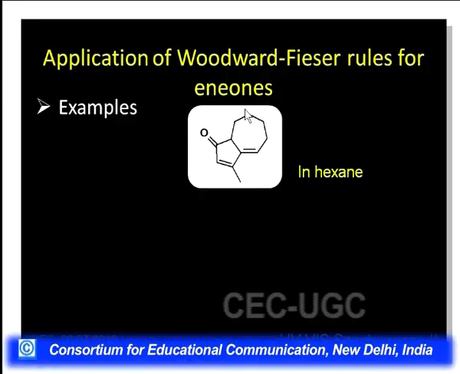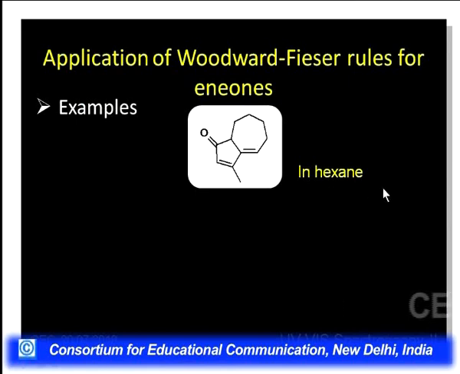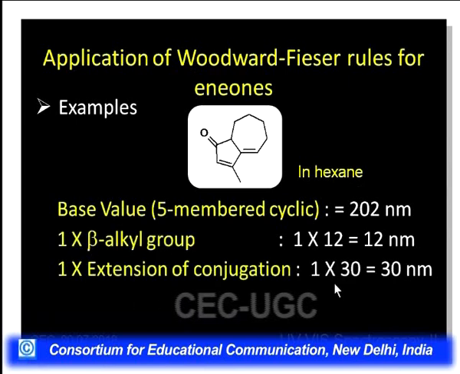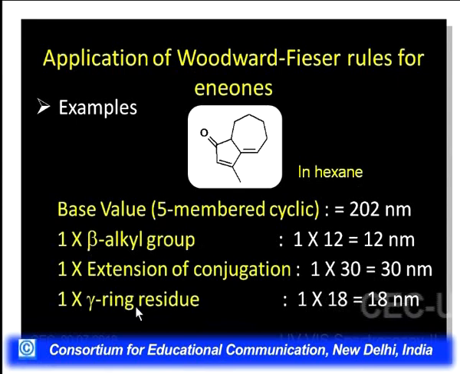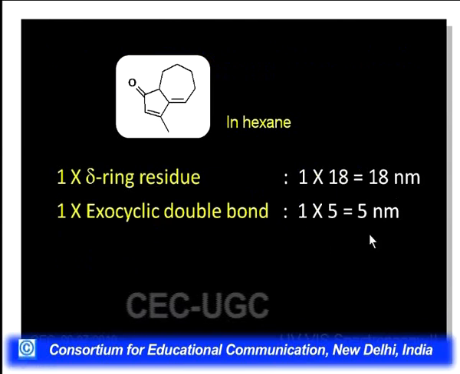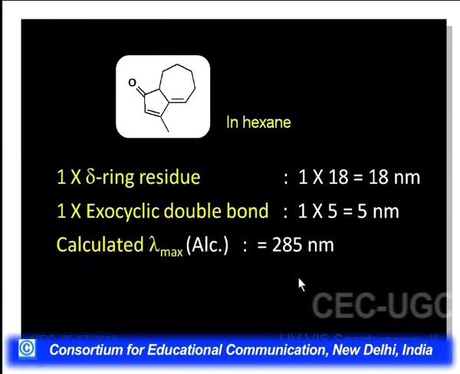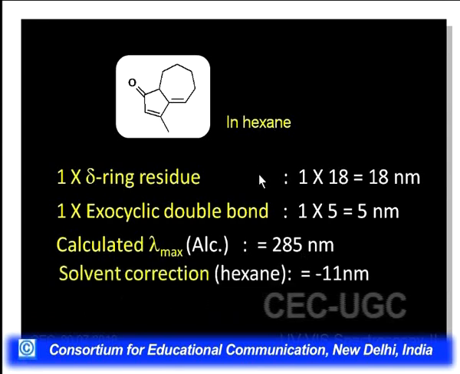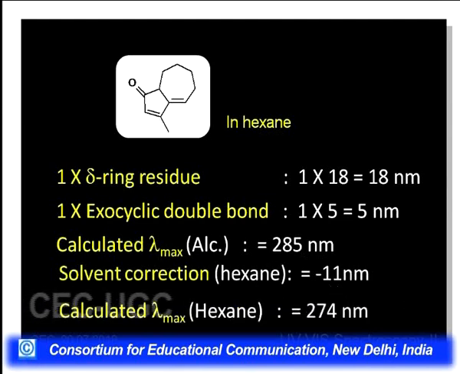Now this is one of the last examples I want to take up, which is very interesting, because in this case I want to compute the value in hexane. What do I do? Base value is 202, beta alkyl group, extension of conjugation 30, gamma residue 18, and then delta residue again 18, exocyclic double bond 5. So if I do all this contribution as I have been doing it, I'm quickly running through that, and what I find is the lambda max value comes out to be 285 nanometers. But now, since I want to compute it in hexane, what do I have to do? I have to do solvent correction, and that is minus 11 nanometers. The value comes out to be 274 nanometers, which is close to the observed value.